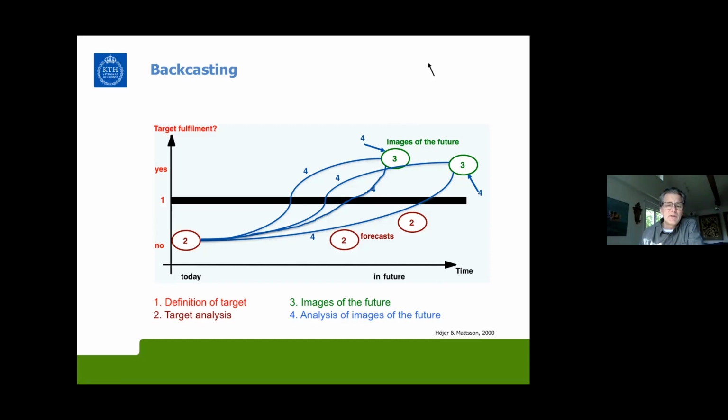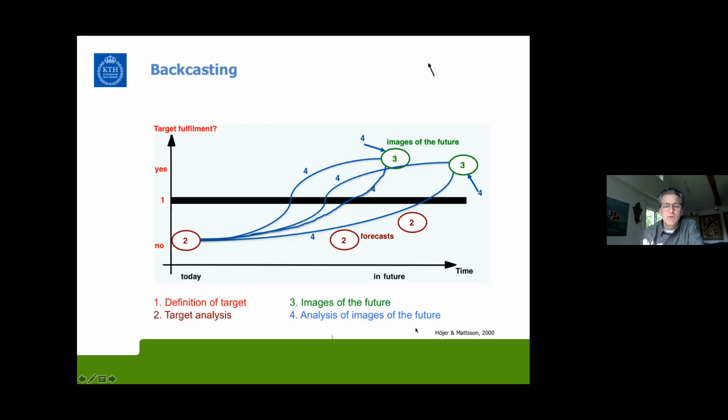This is quite controversial sometimes, and it can seem entirely unrealistic because all forecasts are down here. But the point with this is to say that, well, there are alternatives. We can at least imagine alternatives. And if we can imagine the alternatives, maybe that can support looking for a path towards those images.